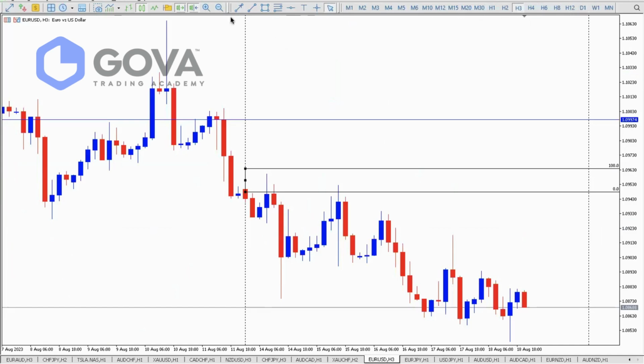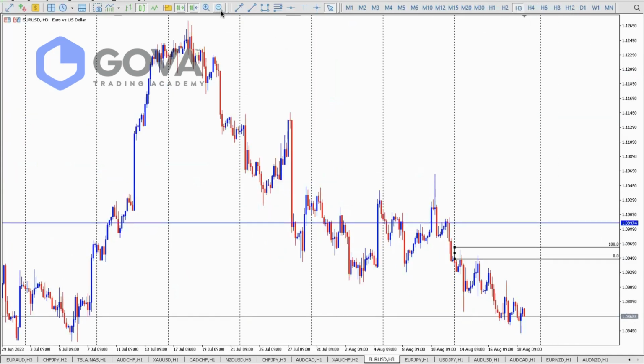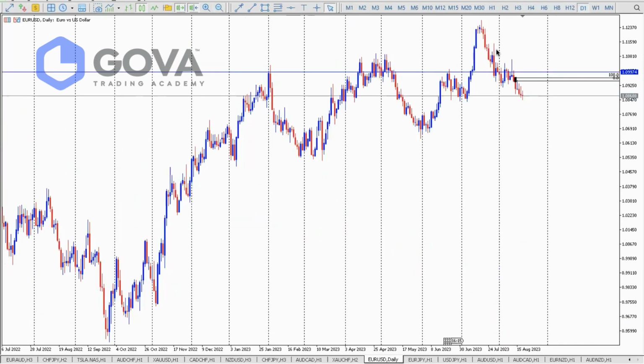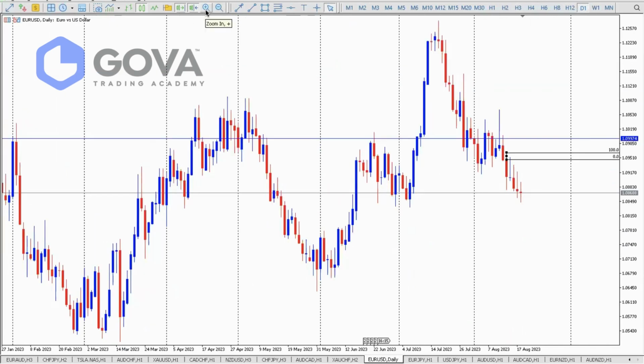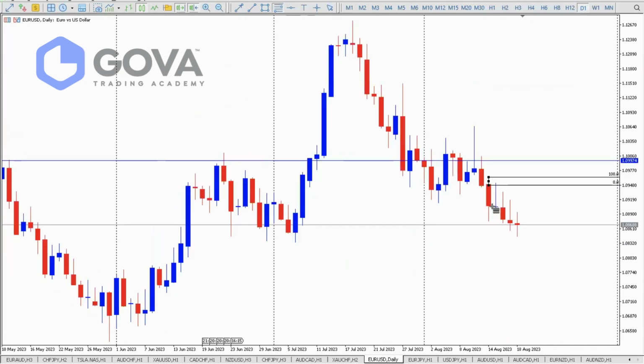All right, so this was the zone. I had two zones marked out in the area. I have this zone marked out. I have this first zone. Let me show you guys. You can see this is the bearish zone I have.